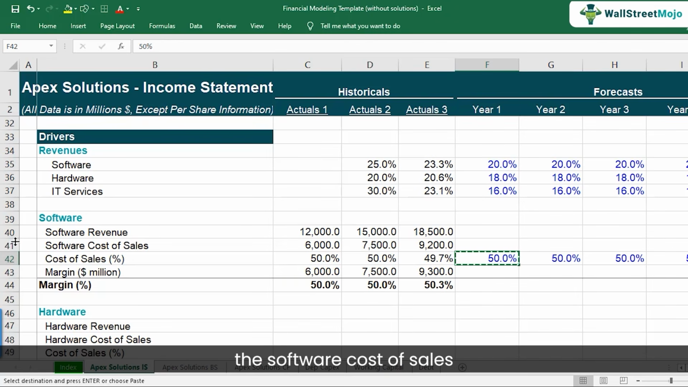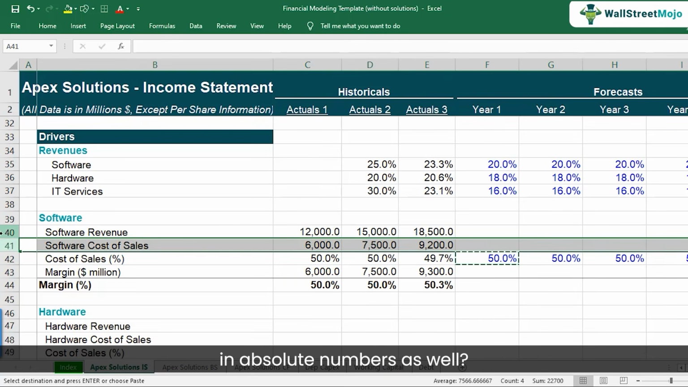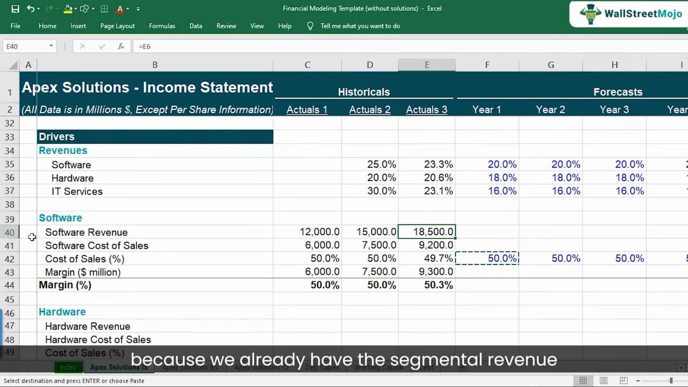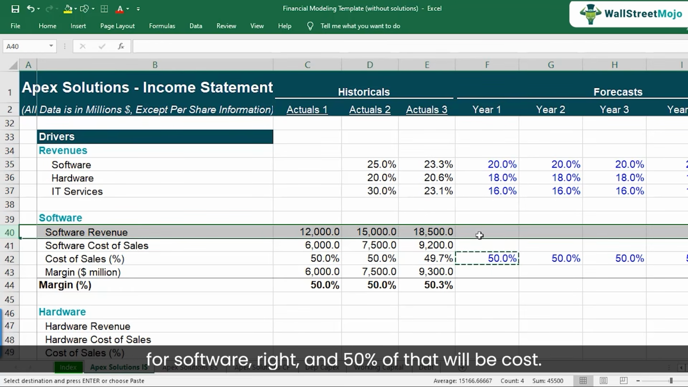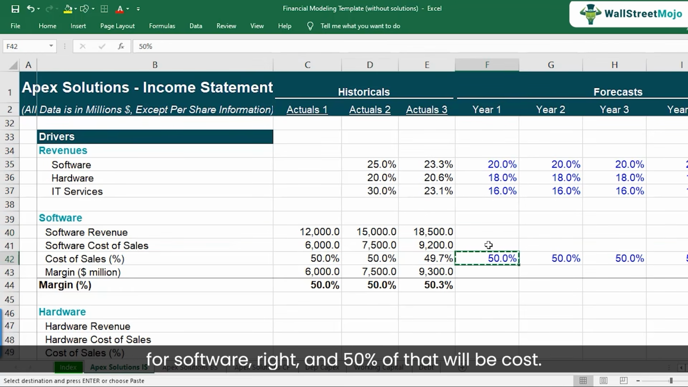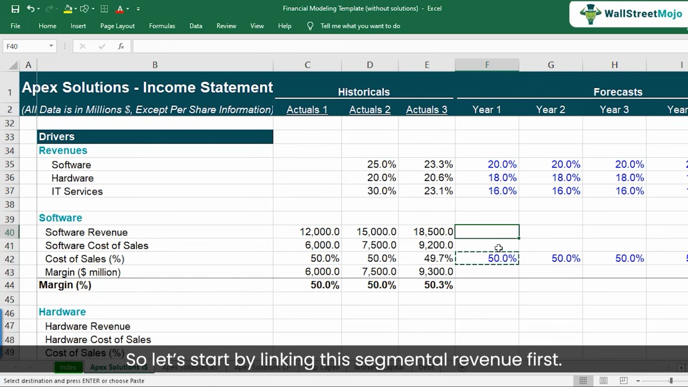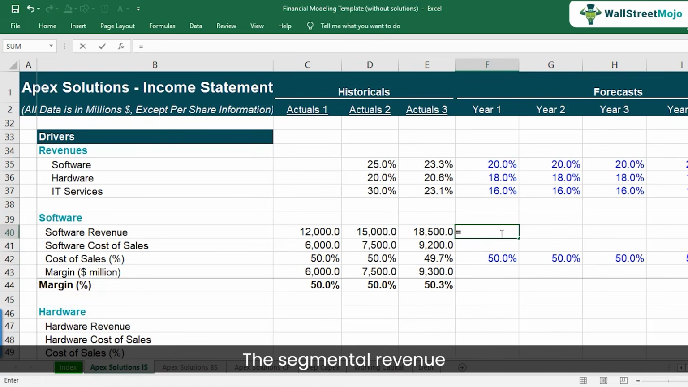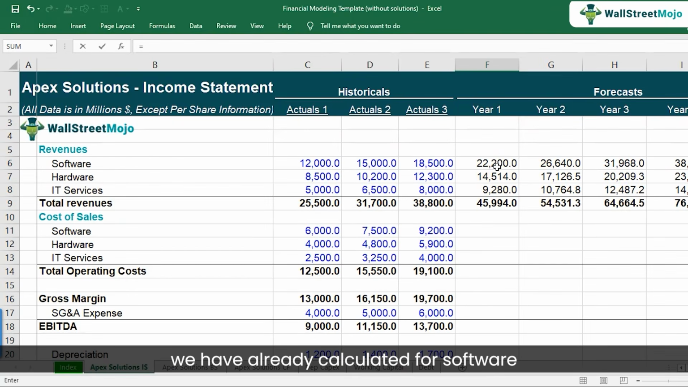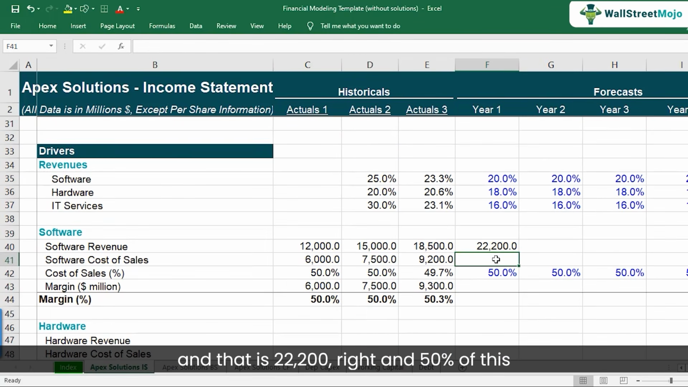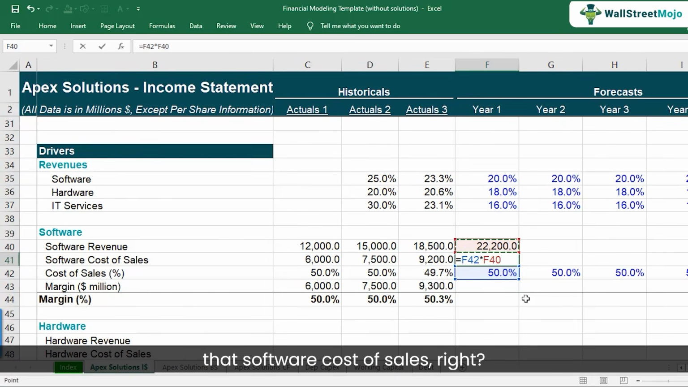Okay. So now that we have cost of sales as a percentage, do you think we can calculate the software cost of sales in absolute numbers as well? Yes, we can, because we already have the segmental revenue for software, right? And 50% of that will be cost. So let's start by linking this segmental revenue first. The segmental revenue we have already calculated for software, and that is 22,200, right? And 50% of this will be equal to that software cost of sales, right? So this comes out to be 11,100, right?